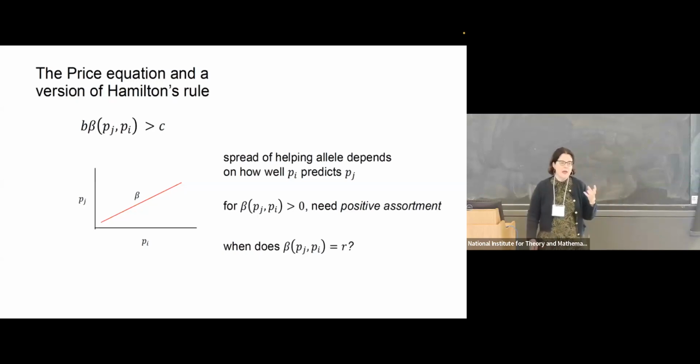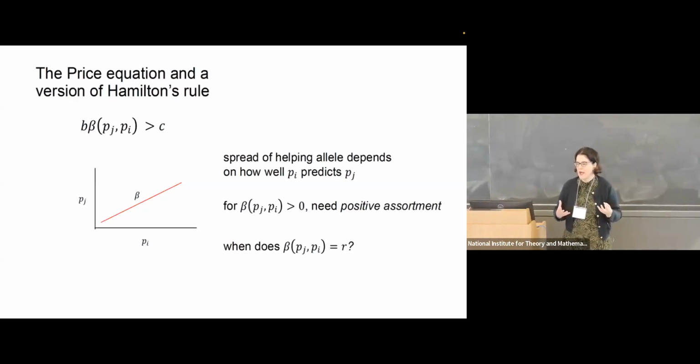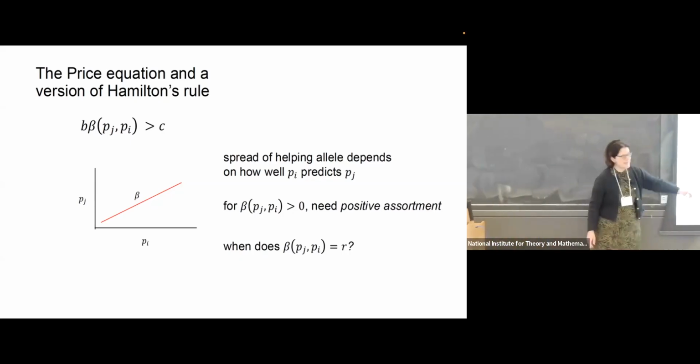When do we get that? Generally, we get that positive assortment when we have common descent, identity by descent. We share alleles through kinship or inbreeding. It doesn't have to. Throughout the workshop, we can talk about other cases where that's not true. And we can certainly think about types of aggregates where that's not the case. But we can sometimes have beta exactly equal R.